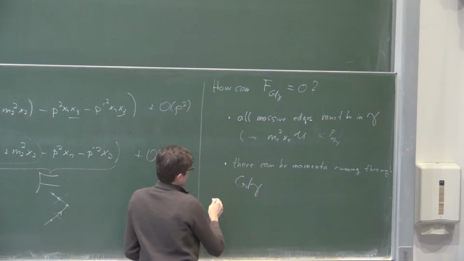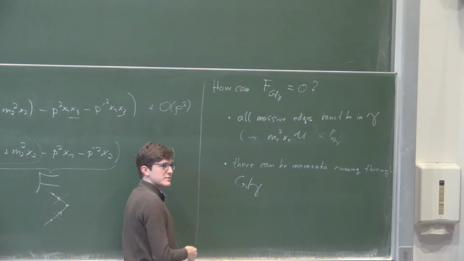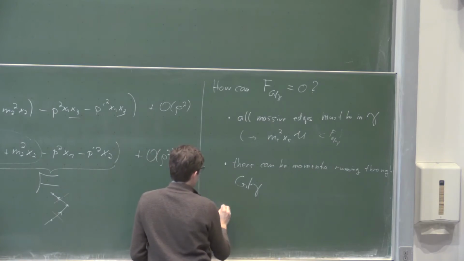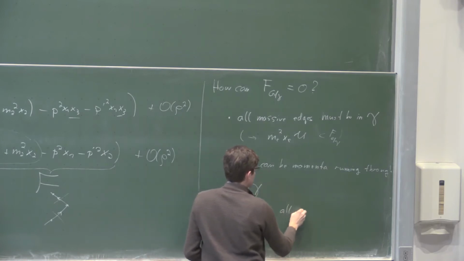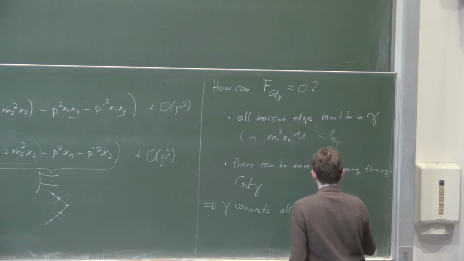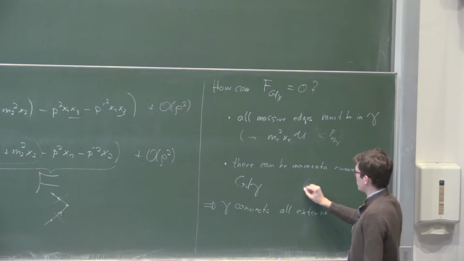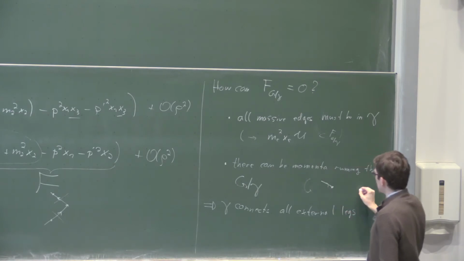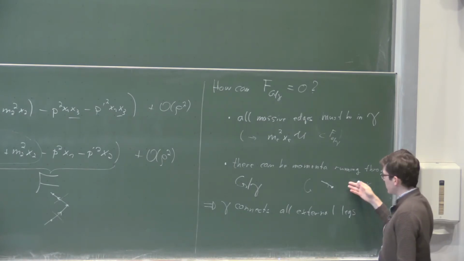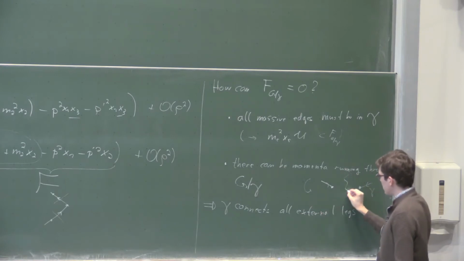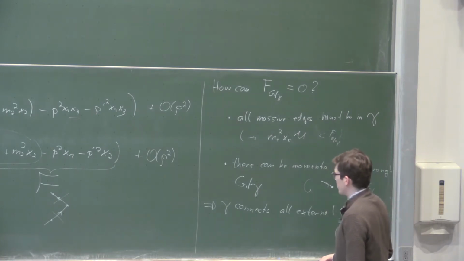Unless you have a special configuration, this can only happen if the subgraph gamma connects all external legs. If gamma would not connect all external legs, so if you have your graph G, there is some external leg here, and there is another external leg which is not connected by the subgraph. That means that if you contract the subgraph, they are still not connected, so there is a cut in the quotient between these two legs, and then this cut will contribute some momentum flow to the f polynomial.